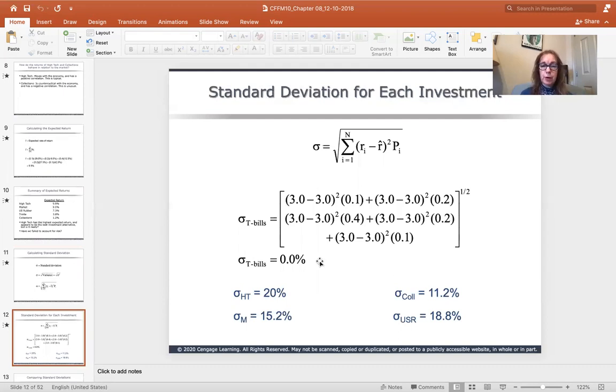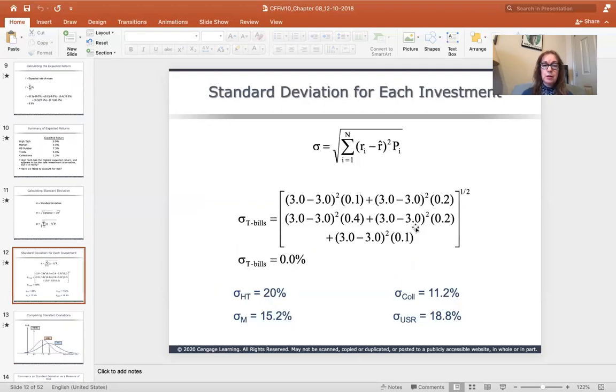So here they're working out the problem, and they've used T-bills as the example here. T-bills had an average return of 3%, and T-bills didn't deviate. The return was 3% all the way down the line. So they're just taking the return in each state of the economy minus the average return squared times the probability. You sum all this up, and then you take the square root. You can hit your square root button on your calculator, or you can go x to the y with the 0.5 power, the half power. That'll give you the standard deviation also.